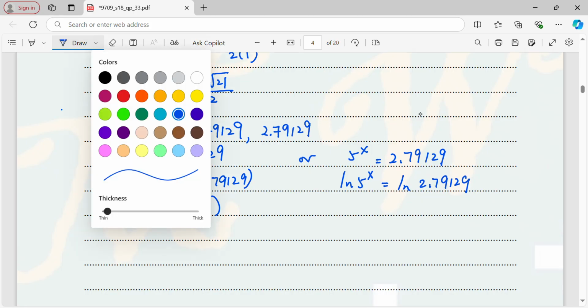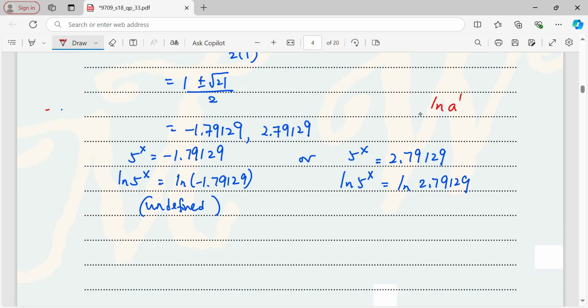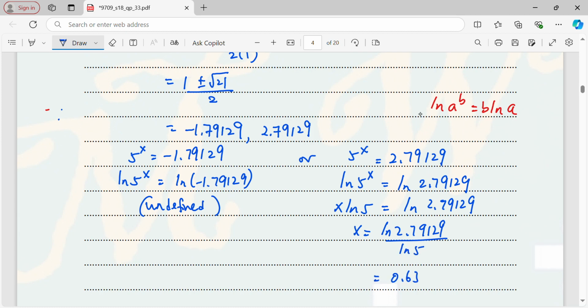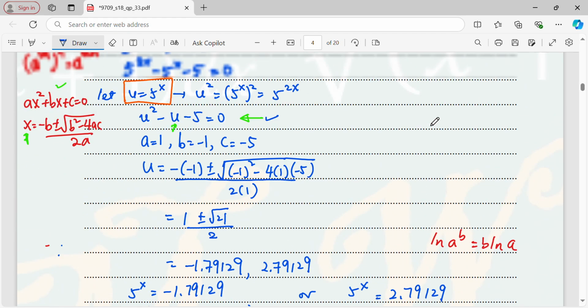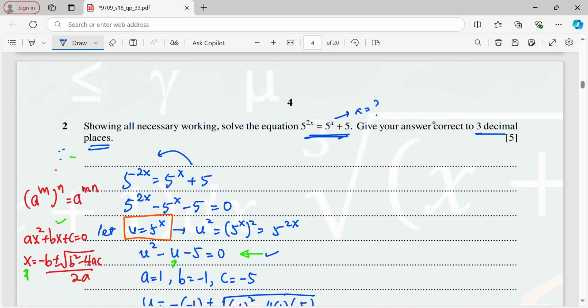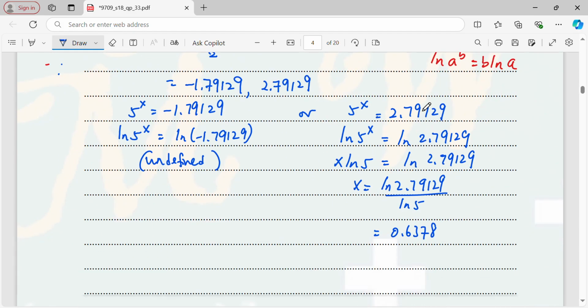And we have another formula, ln a to the power of b is b ln a. That means the x can be brought down for the left side. So x ln 5 equals ln 2.79129, and to get the x, just move down the ln 5. So you are getting this division. Therefore, the answer will be 0.6378. And now look at the question, given 3 decimal places. Therefore, I have to round up. So it will be 0.638. That is my solution for this question.